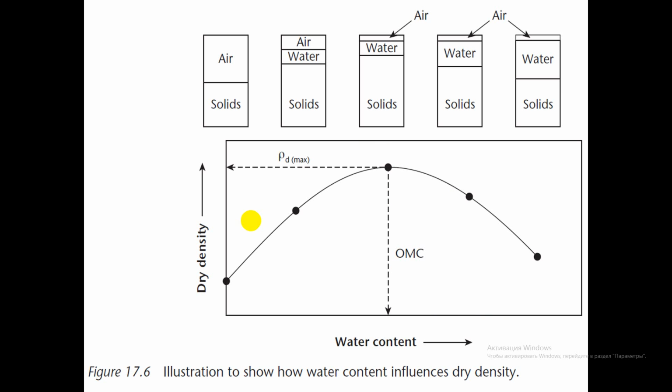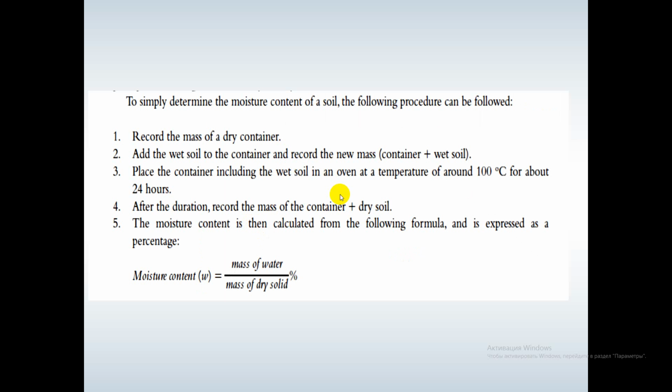To determine the moisture content of a soil, the following procedure can be followed. Record the mass of a dry container. Add the wet soil to the container and record the new mass, container plus wet soil.